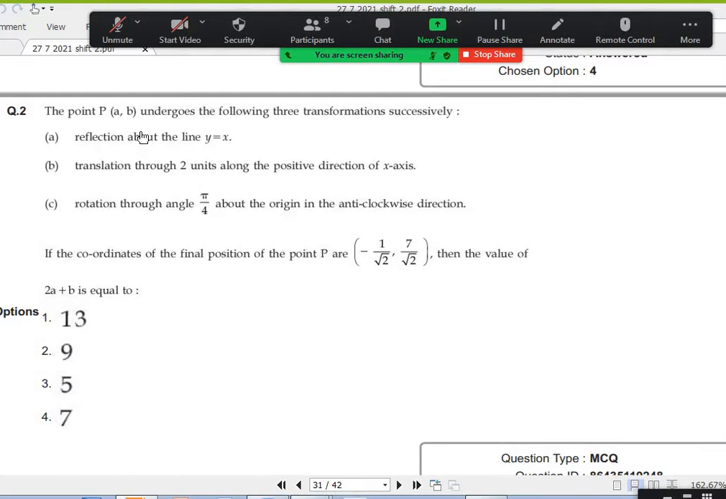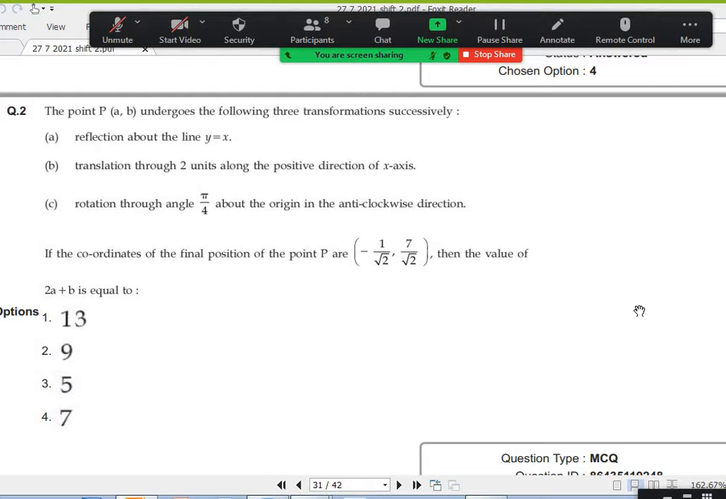What is the second question? The point A comma B undergoes the following transformation successively. Okay, let us do this. Okay, the second question, you take A comma B. The coordinates of the final position are this, then what is the value of that function?